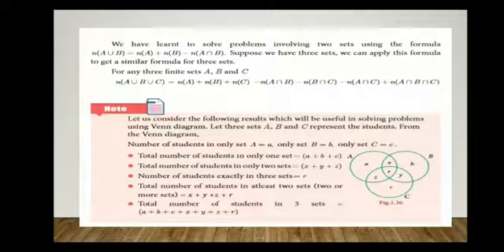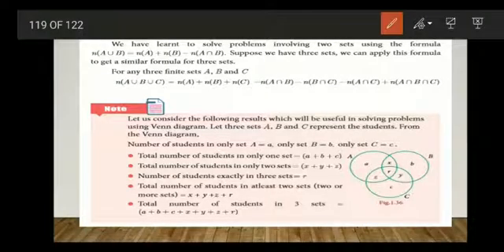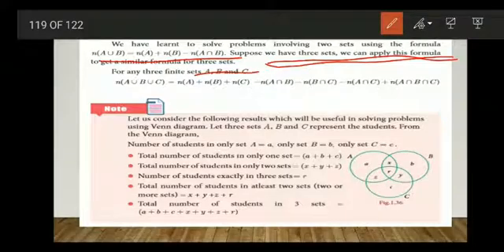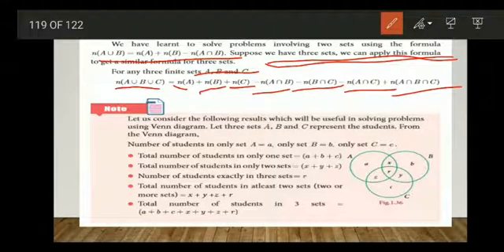So we have learned to solve problems involving two sets using the formula n of A union B is equal to n of A plus n of B minus n of A intersection B. Suppose we have three sets A, B and C. n of A union B union C is equal to n of A plus n of B plus n of C minus n of A intersection B minus n of B intersection C minus n of A intersection C plus n of A intersection B intersection C. So see this note.